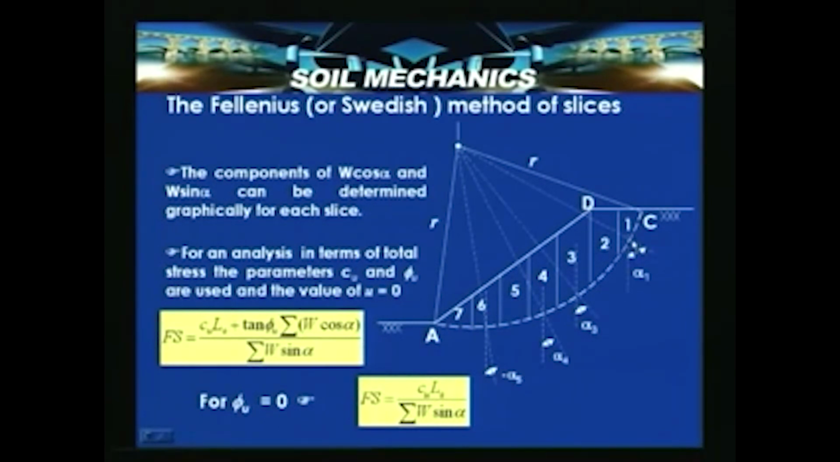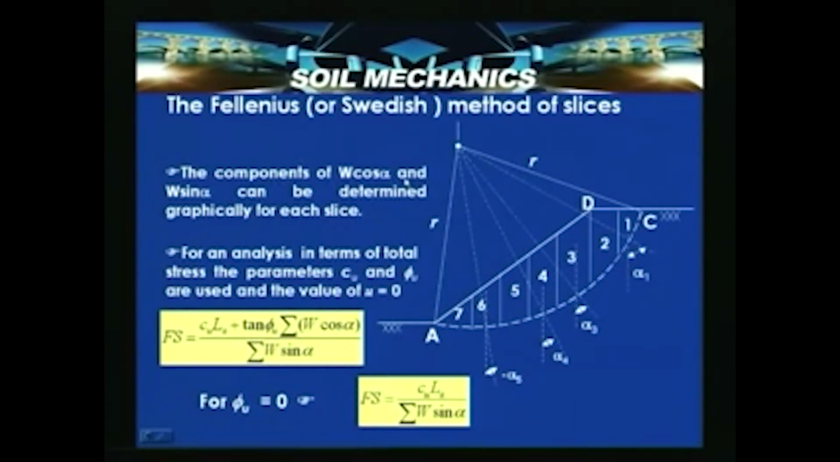So, after having obtained these, when this is marked to a scale, then by drawing the lines to the assumed center of rotation, we can measure alpha 1, alpha 2, alpha 3, alpha 4, alpha 5 with the vertical. So, this vertical is the line of direction of the weight force for a particular slice. So, here alpha 1 is shown here, alpha 3 is shown, alpha 4, alpha 5 here; observe that it changes signs.